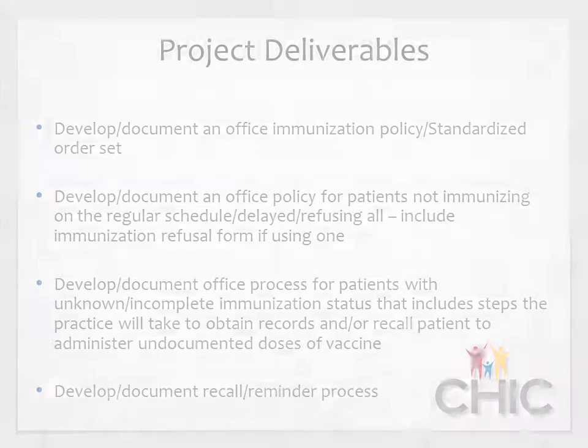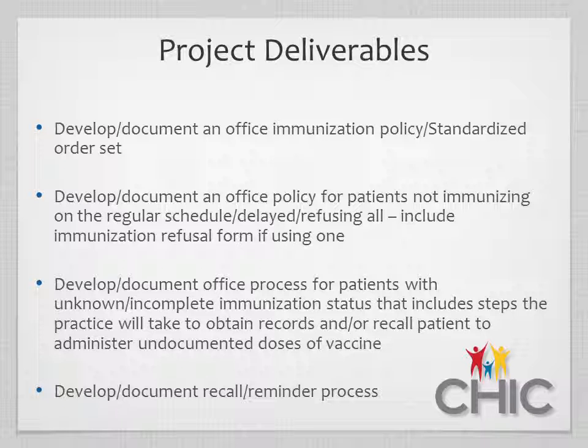So for this immunization learning collaborative, we have 4 project deliverables. The first, to develop and document an office immunization policy or standardized order set. The second deliverable will be to develop and document an office policy for patients not immunizing on the regular schedule, delayed, or refusing all. We would also like you to include your immunization refusal form if using one.